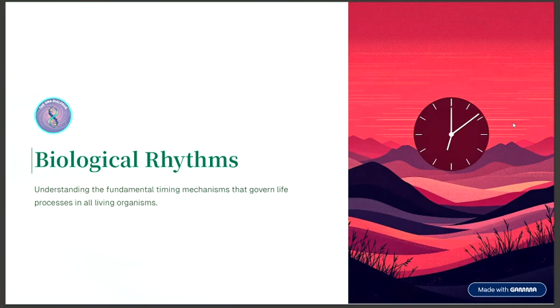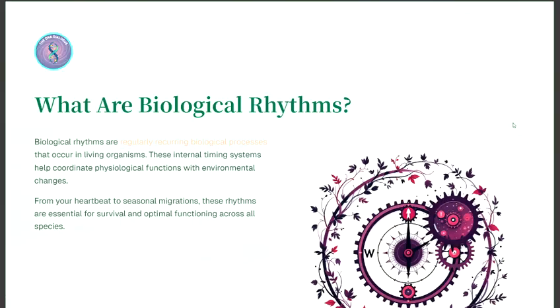So, ever wondered why you feel sleepy in class but suddenly energetic at midnight when exams are tomorrow? Yep, blame the biological rhythms. So, let's break it down.